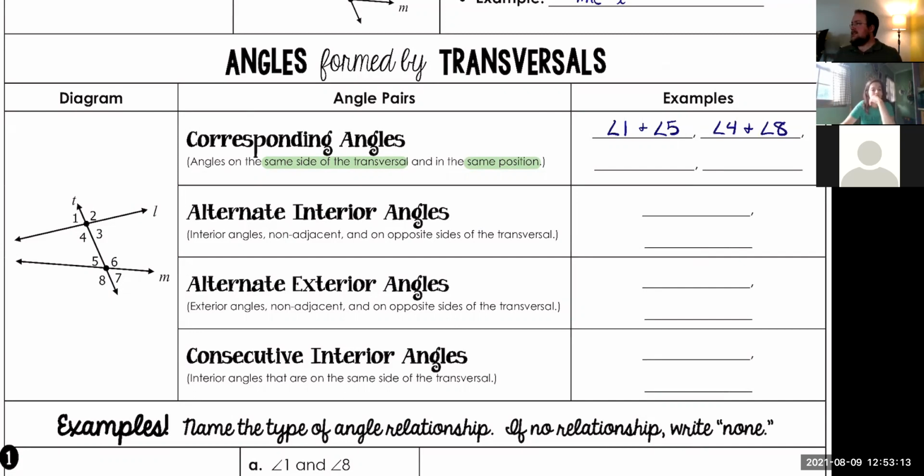That takes care of the left-hand side of my transversal. Jump over to the right-hand side. What would correspond with 2? 6. 2 and 6. And then with 3? 7. 3 and 7. That's it. In that particular diagram, those are the only 4 different sets of corresponding angles. So 1 and 5, 4 and 8, 2 and 6, 3 and 7.